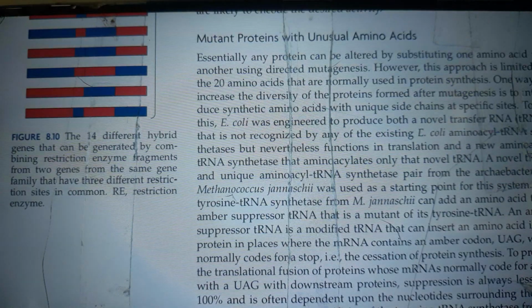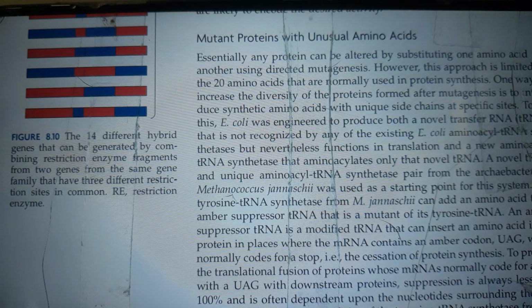Mutant proteins with unusual amino acids. Essentially, any protein can be altered by substituting one amino acid for another using directed mutagenesis. However, this approach is limited to the 20 amino acids that are normally used in protein synthesis. One way to increase the diversity of the proteins formed after mutagenesis is to introduce synthetic amino acids with unique side chains at specific sites.